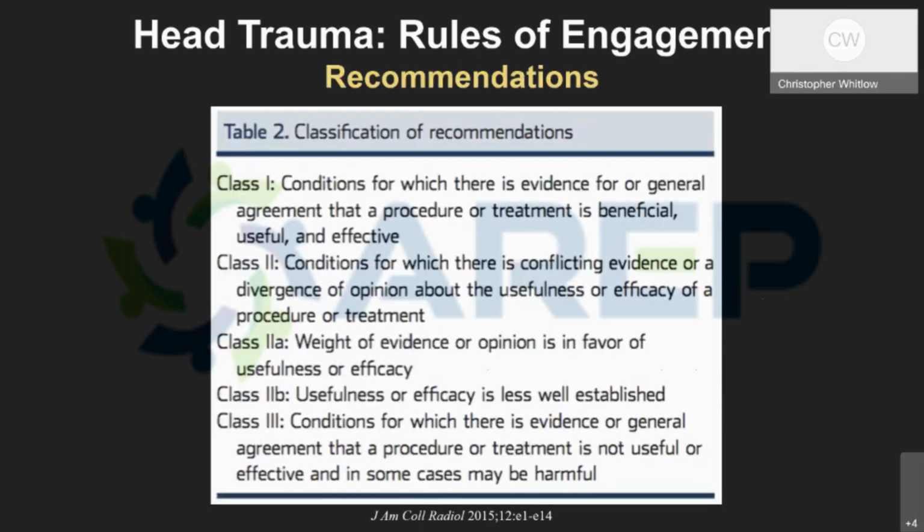And the level of evidence was used to generate more objective evidence-based recommendations ranging from class 1, that is conditions for which there is evidence for, or at least general agreement, that a procedure or treatment is beneficial, useful, and effective, all the way to class 3, conditions for which there is evidence or general agreement that a procedure or treatment is not useful or effective, and in some cases may be harmful. So those are the classification numbers there.